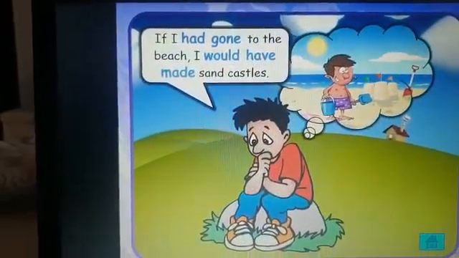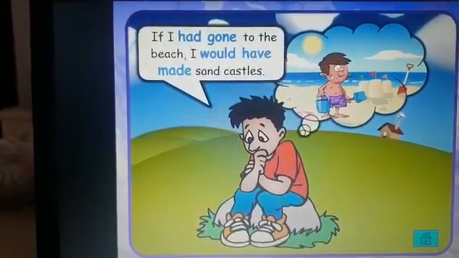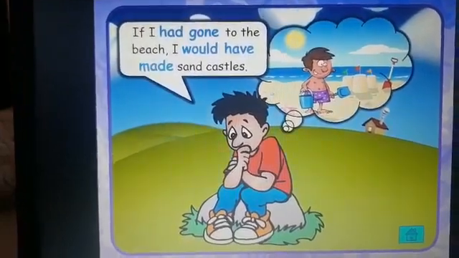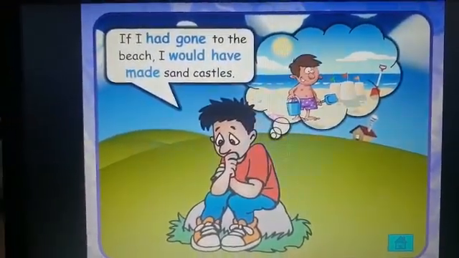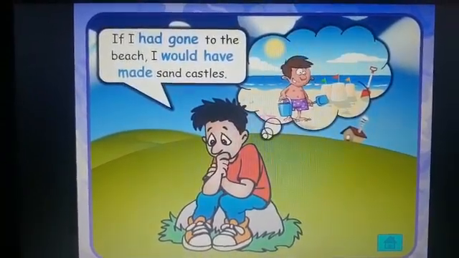Seguimos. If I had gone to the beach, I would have made sandcastles. Ahora es cuando más se arrepiente de no haber estudiado. ¿Lo veis? Si yo hubiera ido a la playa, habría hecho castillos de arena. Construido castillos de arena. And that's it.